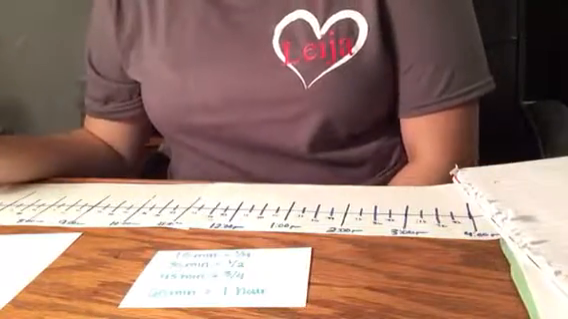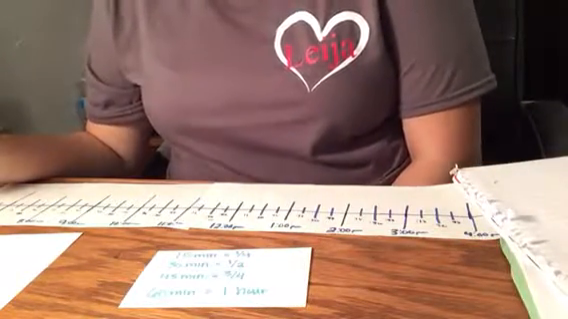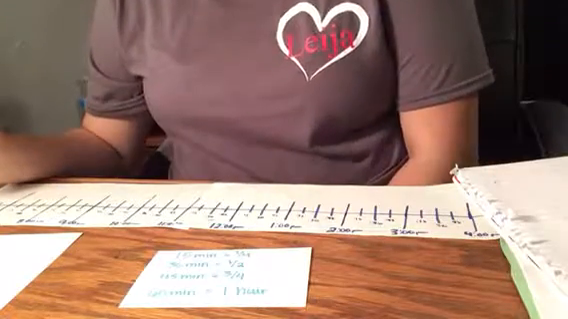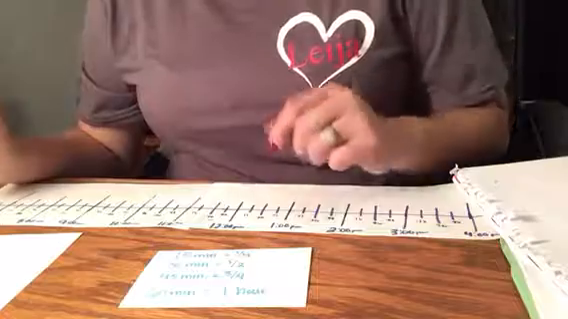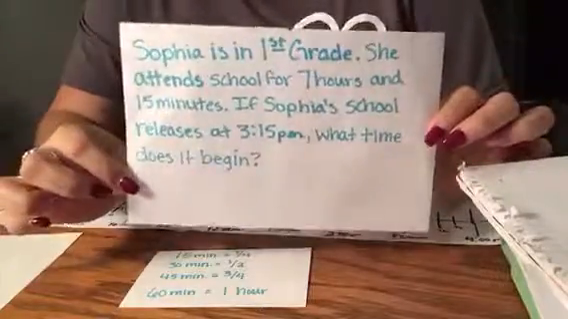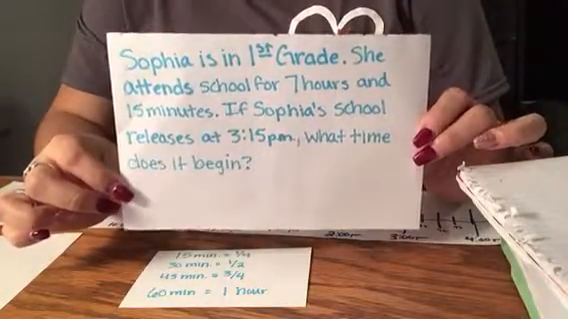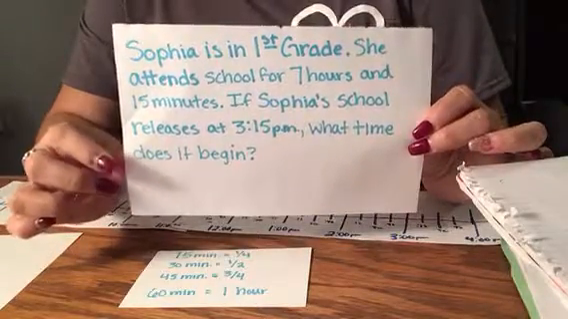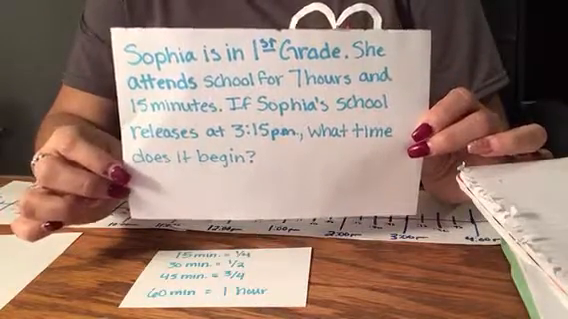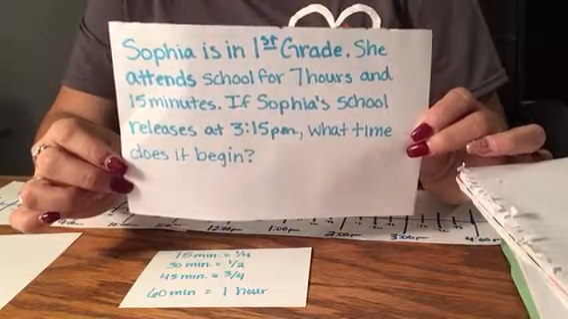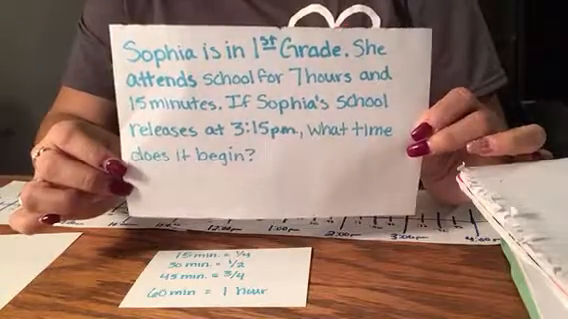Hello, so today we're going to be going over elapsed timing, or elapsed time, and this is going to be the word problem we'll be using today. Sophia is in first grade. She attends school for 7 hours and 15 minutes. If Sophia's school releases at 3:15 p.m., what time does it begin?